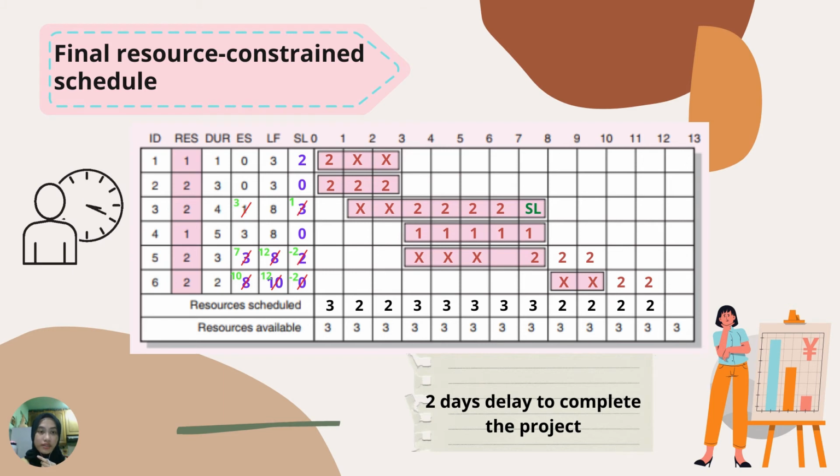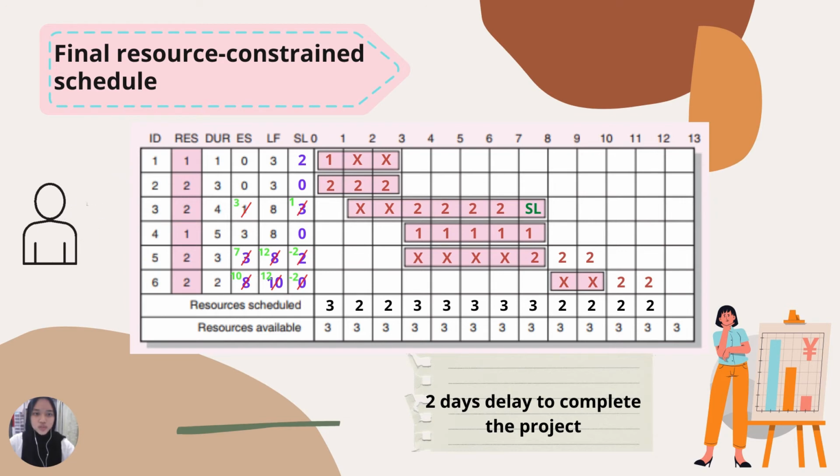The resource skill of ID4 is 1 and the duration is 5. So we're going to start with day 4 until day 8. Next we must consider activity 3, because activity 3 begins first, as you can see from the ES. The number of resources needed for activity 3 is 2.